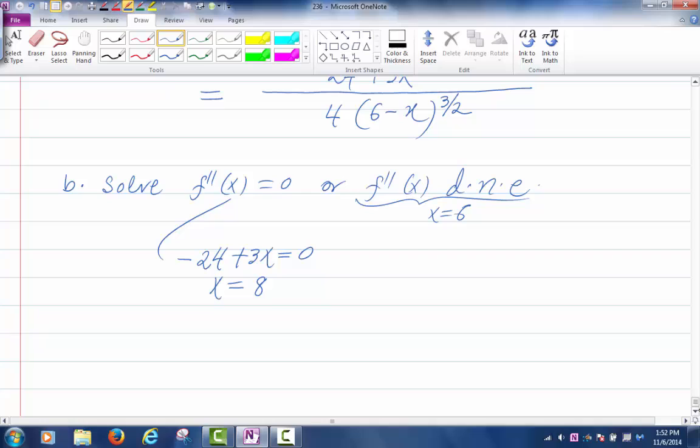Okay, now the critical point that I get here is 8, right? What's wrong with 8? Not in the domain.